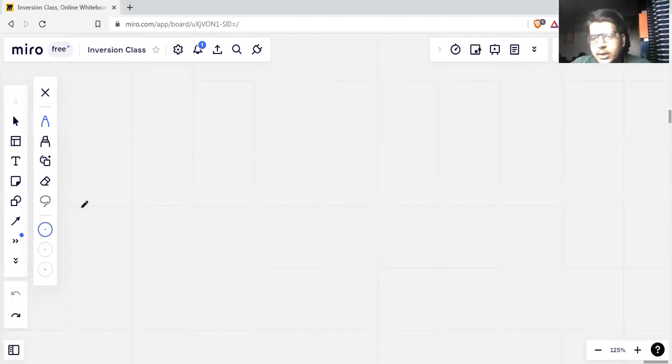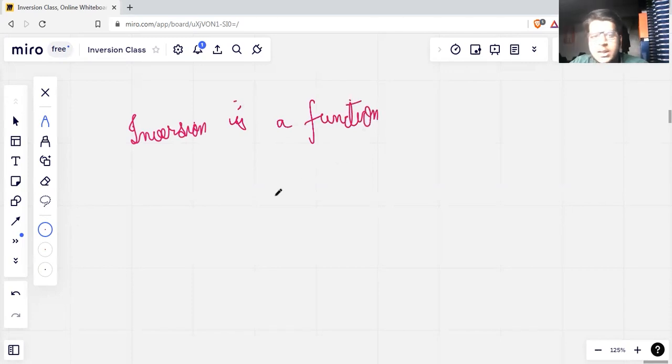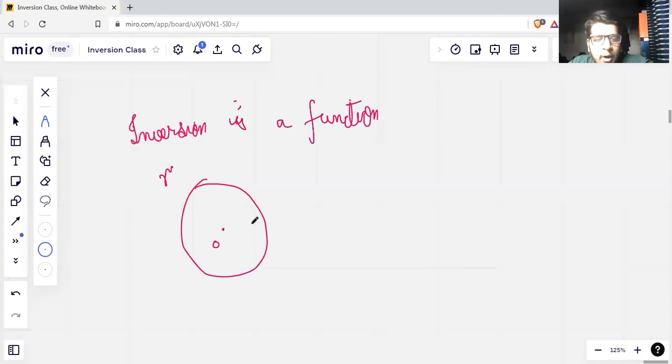So first of all, what is inversion? Inversion is a function which sends one point in the plane to another point in the plane. How does it send? Suppose you have this circle. Let's call this circle gamma, and you have this center of the circle O. Suppose you have this arbitrary point P lying anywhere in the plane. I'm taking it inside the circle right now.